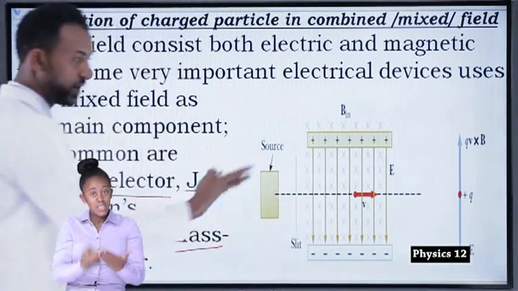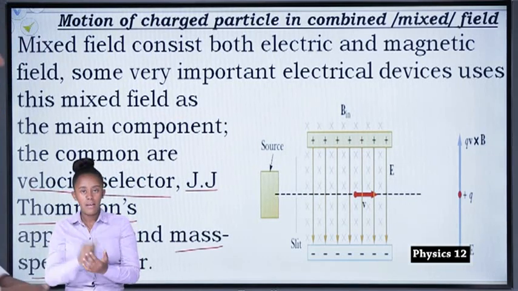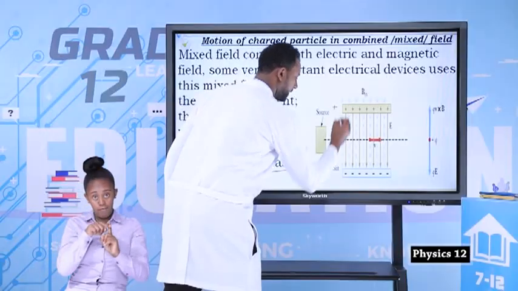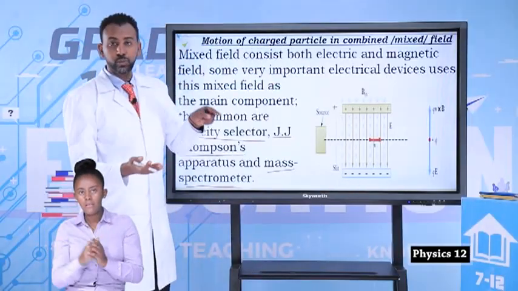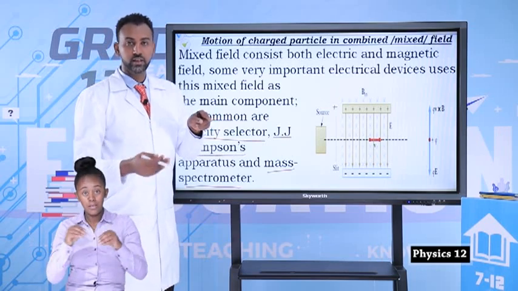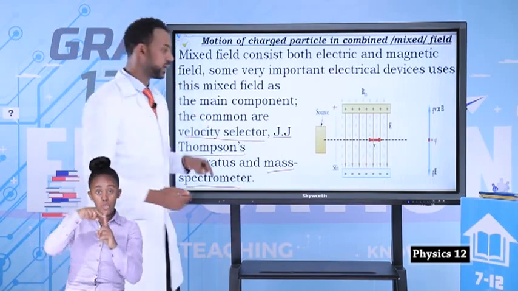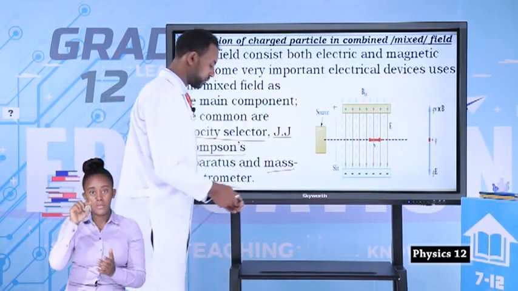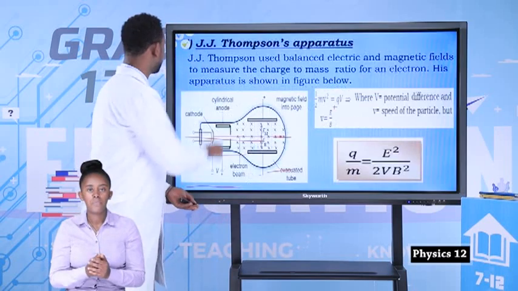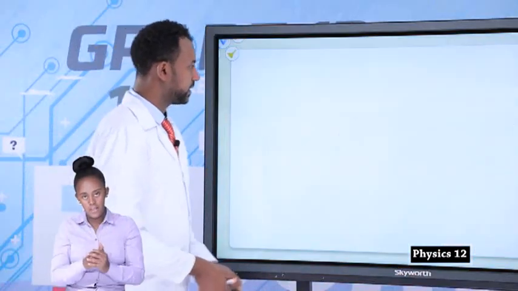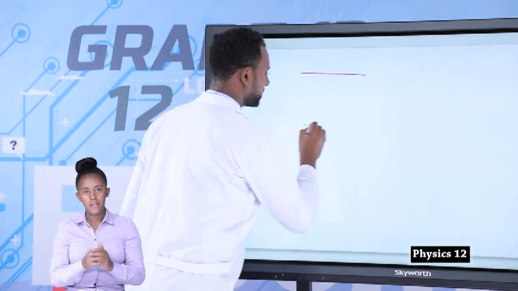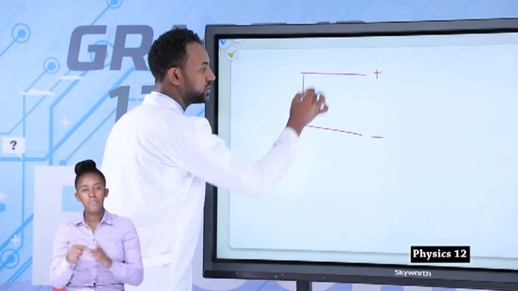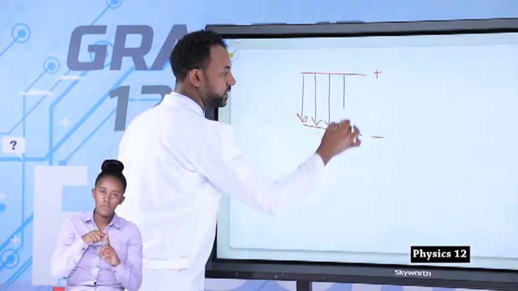Suppose this is a velocity selector. This is the concept of velocity selector. Let's take two parallel plates like this, a positive and a negative plate. Whenever there are two plates, in electrostatics you have learned that electric field runs from positive to negative. Therefore, from this to this, downward, electric field lines run from the positive terminal to the negative terminal.